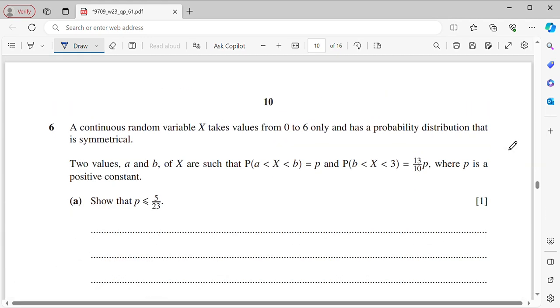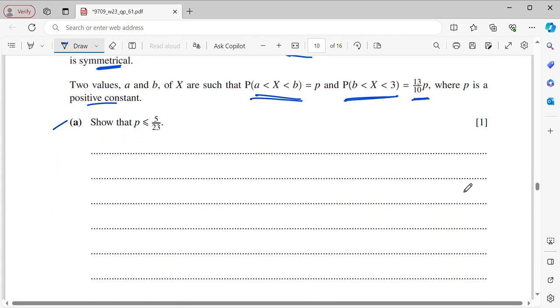Okay, now next question, number 6. A continuous random variable x takes values from 0 to 6 only and has a probability distribution that is symmetrical. Two values a and b of x are such that the probability that x is between a and b is p, and the probability that x is between b and 3 is 13 over 10p, where p is a positive constant. Show that p is less than or equal to 5 over 23.